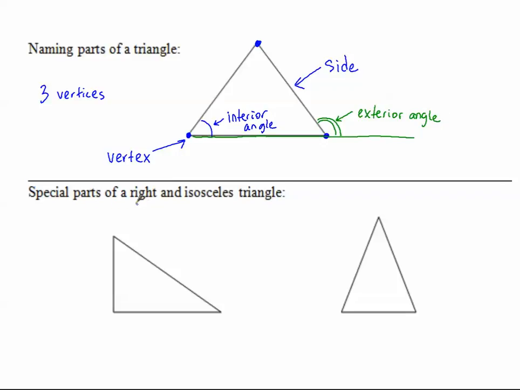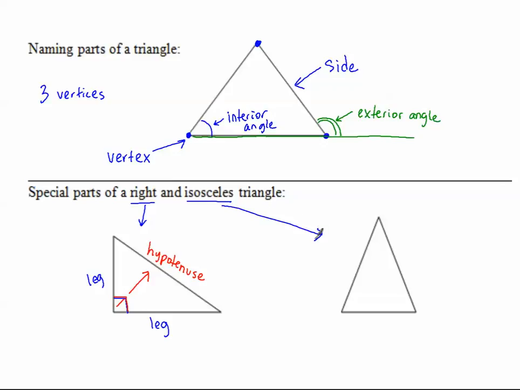Special parts of a right and isosceles triangle. We're going to make this one look like a right triangle by putting the right angle here. So if we have the right angle there, we can sort of think of that like an arrow pointing to the longest side, that's called the hypotenuse, and then the 2 other sides that are adjacent to the right angle are called the legs.